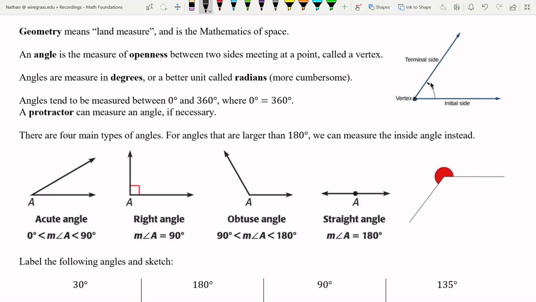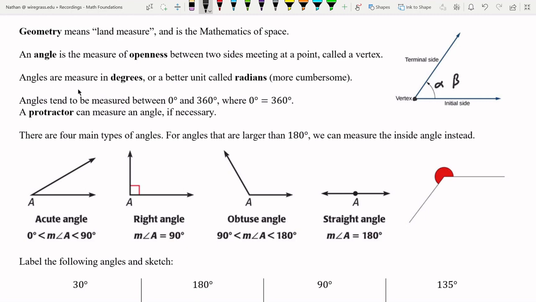And you can see that the angle, we can call this, typically in mathematics, we use Greek letters like alpha or beta. This is the measure of the openness between these two sides. And we're starting from some side, that's why it's called the initial side, and ending at some side called the terminal side. So this is the angle that we're talking about, how open these two sides are.